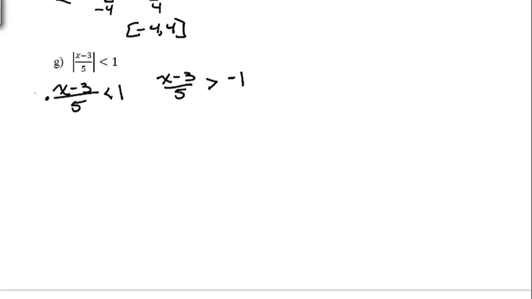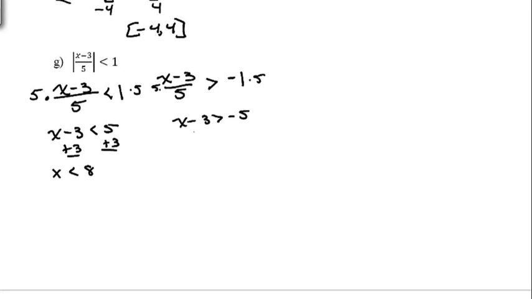So to solve these, we have to get rid of that fraction, so we're going to multiply by 5 on both sides. That gives us x minus 3 is less than 5, and then add 3 to both sides. We get x is less than 8. Do the same thing here, multiply by 5 on both sides. We get x minus 3 is greater than negative 5, and then add 3 to both sides. We get x is greater than negative 2.